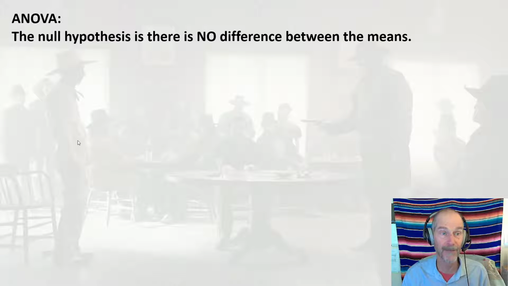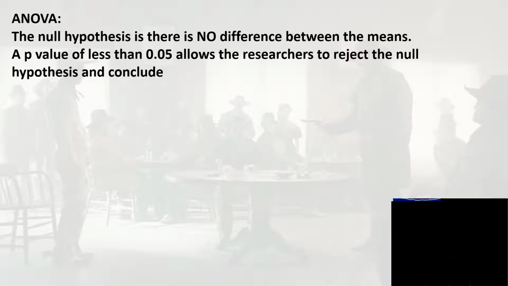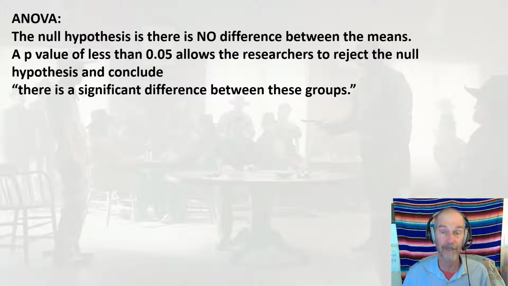The null hypothesis is there is no difference between the means of the groups. A p-value of less than 0.05 allows researchers to reject the null hypothesis and conclude there is a significant difference between all of these groups. Okay, that's the ANOVA. T-test, ANOVA. 2 down, 3 to go.